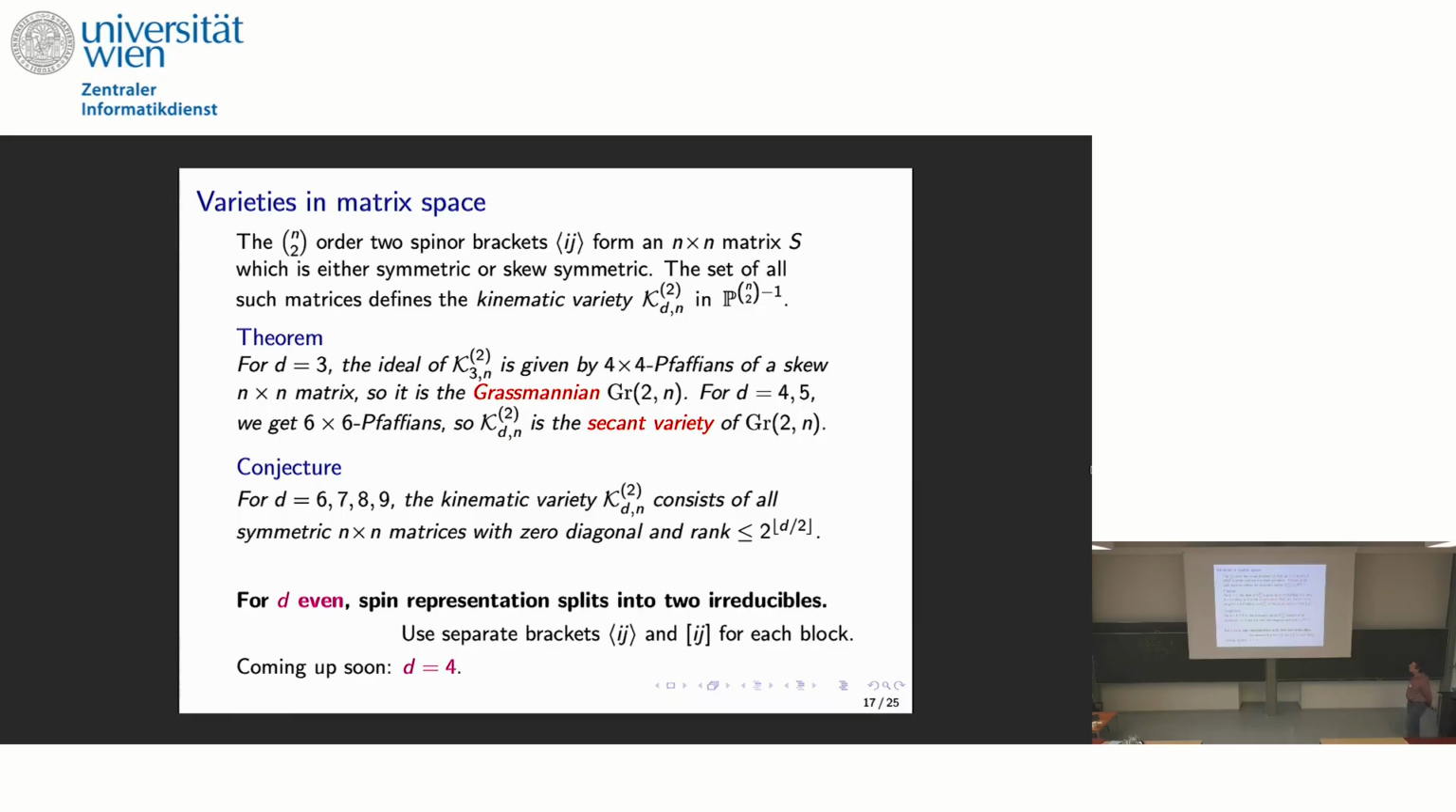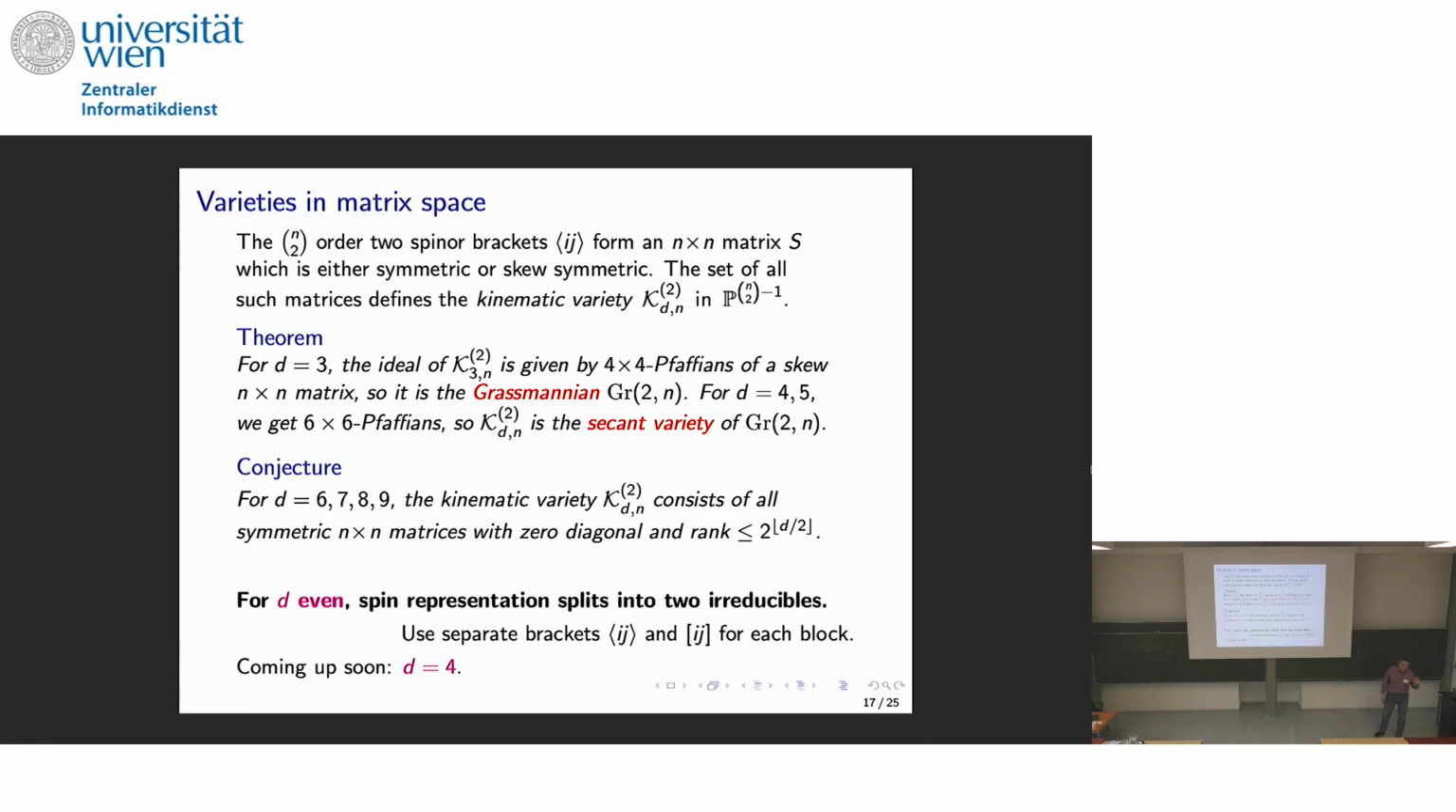For d equals 4 and 5, we also get the 6 by 6 Pfaffian. So we have the first secant variety of the Grassmannian. But then things become more complicated for larger d, and there's a conjecture. So we don't know, for larger d, there's a precise conjecture what these kinematic varieties are. Now, it turns out if d is even, the spin representation.